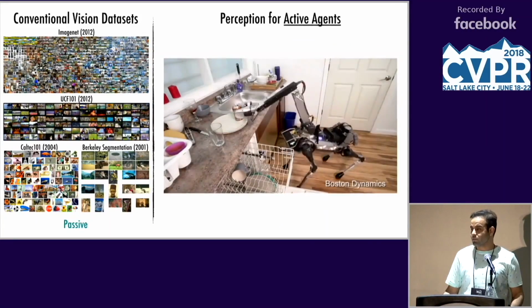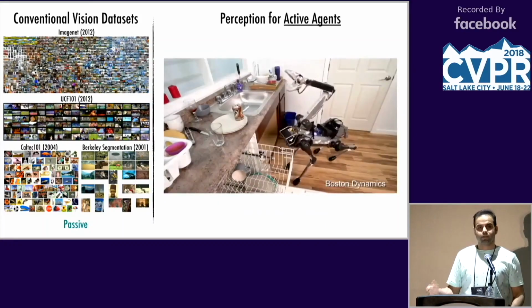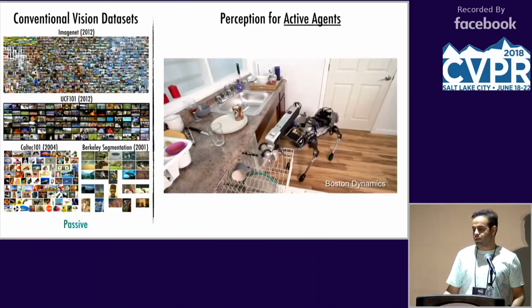So traditionally, computer vision is learned using data sets, but we need to develop perception models for agents that are physically active in the world, like robots. The conventional data sets are lacking for this purpose because they're obviously passive, so the camera location or content cannot change according to the agent's actions.